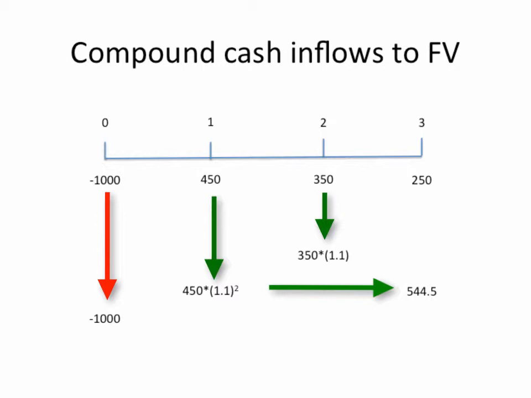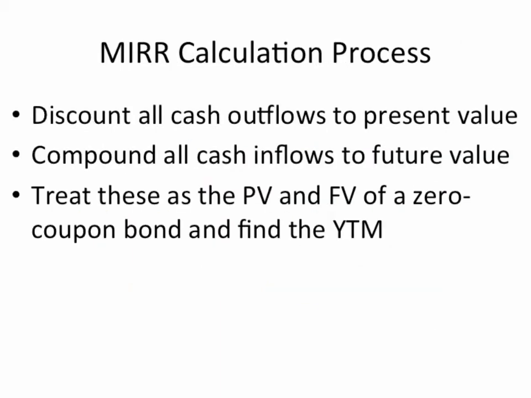Our second year cash flow of 350 will be compounded for 1 period. 350 times 1.1 equals 385. And our terminal cash flow of $250 is already in future value terms, and it doesn't need to be compounded. We add up those future values, and we arrive at a future value of 1,179.5. Now we will treat that as a zero coupon bond and solve for the yield to maturity.